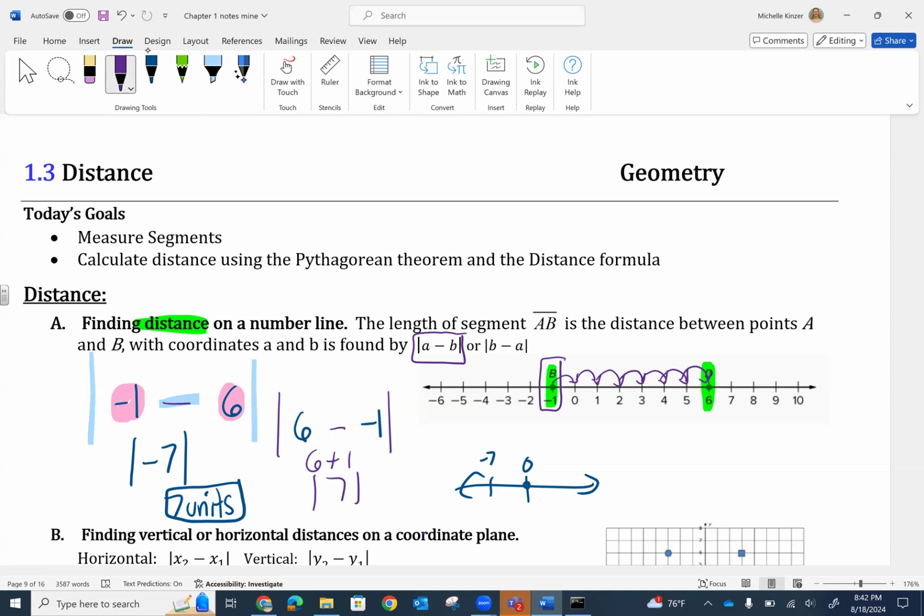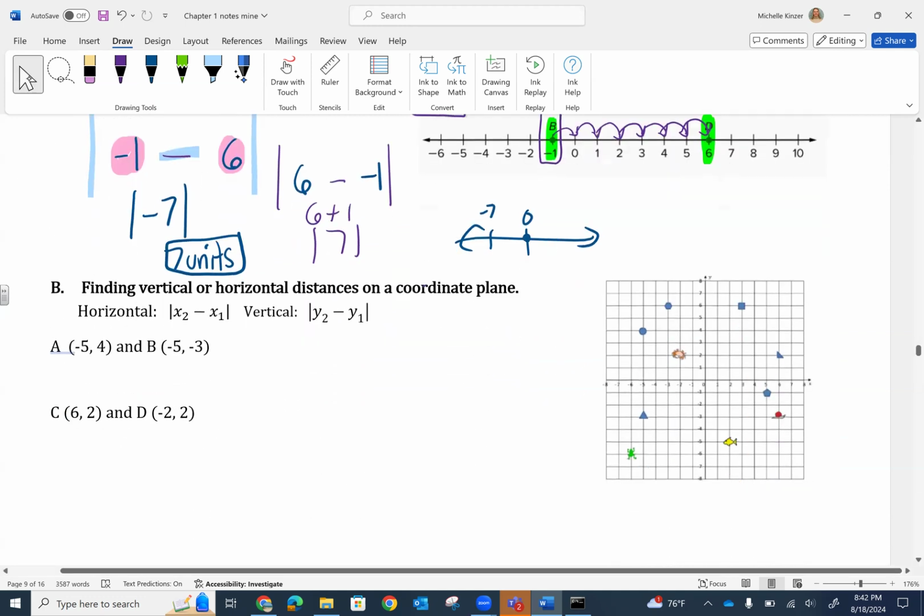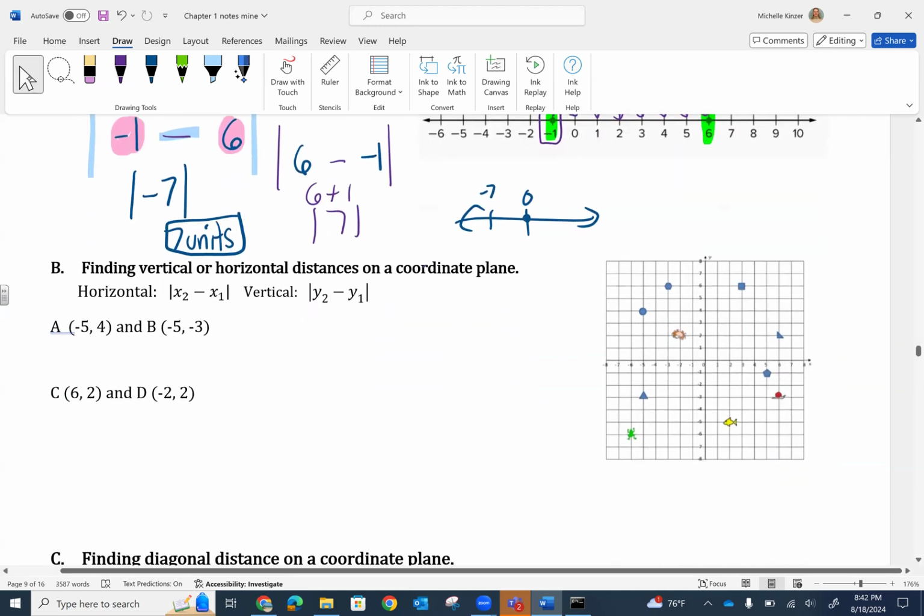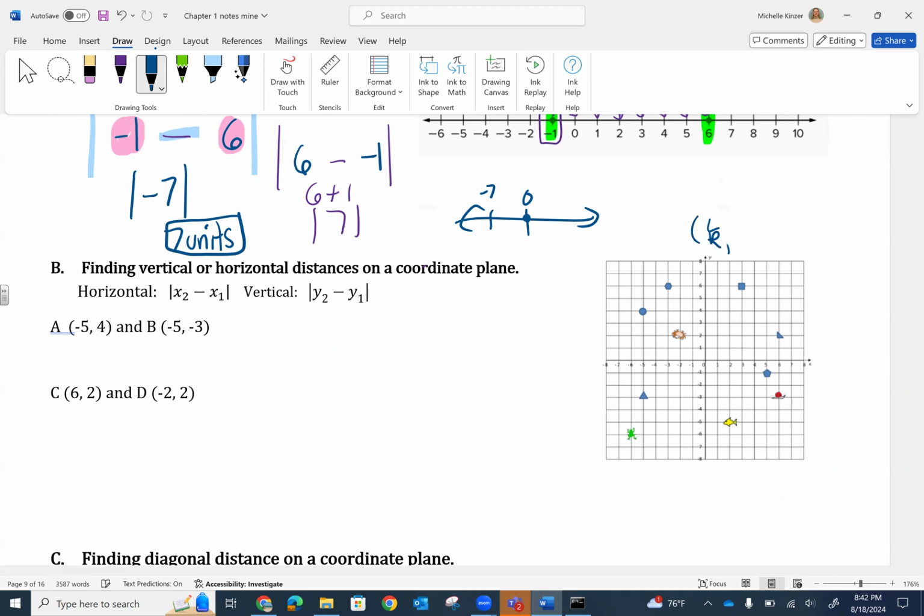Okay. The next thing we're going to talk about is if you're on a coordinate plane. If you're looking to find a horizontal or vertical distance, again, we're inching our way smarter and smarter bit by bit. So if you find -5, 4, remember when you plot a point, the first part is going to be left and right, and then the second part is up or down, depending on if you're going positive or negative. So -5, 4 is left 5 and up 4. That's going to be point A. And then -5, -3 is going to be point B down here. So the question is, how far apart are they?